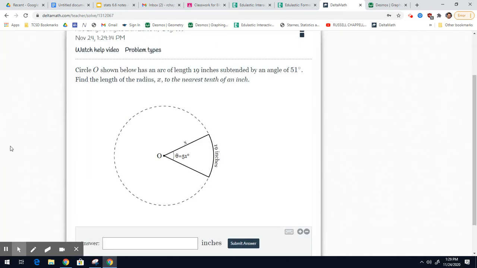Now, circle O shown below has an arc length of 19 inches subtended by an angle of 51 degrees. That just means the central angle is 51 degrees. Don't worry about this word subtended. Find the length of the radius x to the nearest tenth of an inch. So now we have to find the radius, right? This is our r. They do give us the arc length. They give us the angle measure. This symbol is theta. It's Greek. It just means angle. So again, my formula is arc length equals angle out of 360 times the circumference.